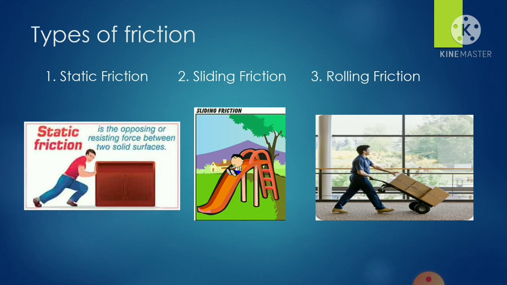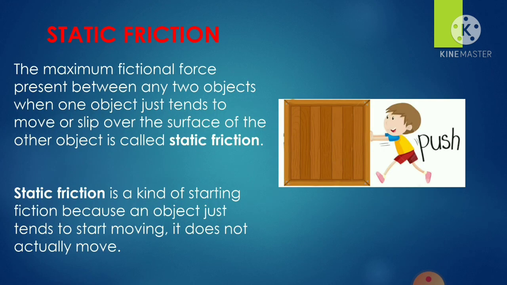We have already studied about friction. Now let us understand the types of friction. Basically, there are three types of friction: static friction, sliding friction, and rolling friction. Let us understand them one by one.